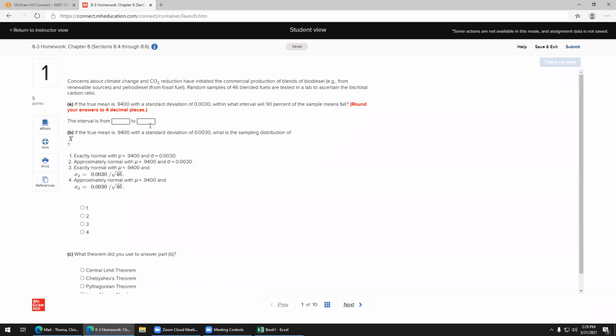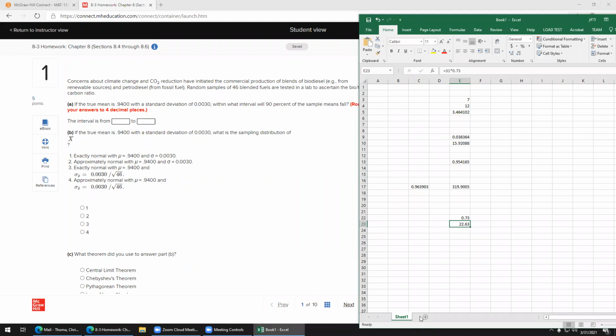Right. And so the key here is remembering that we have to create a new standard deviation based on our samples, which is what we're talking about here in part B. So the interval here, bring up our Excel, bring up our pen, right? So we're doing intervals. True mean is 0.94, an interval in which 90% of the sample means fall.